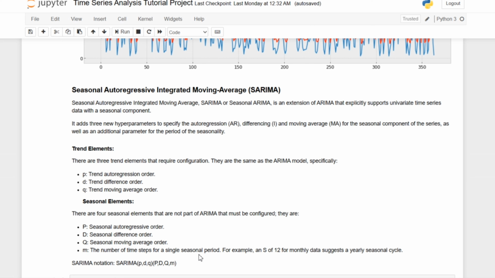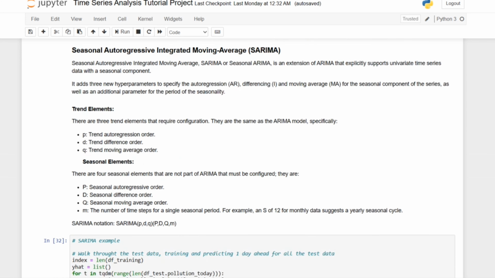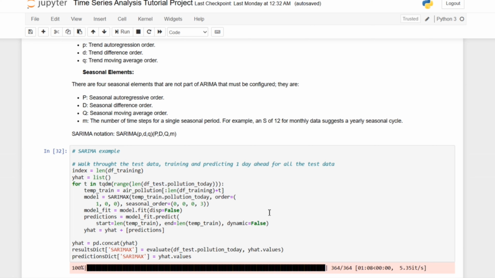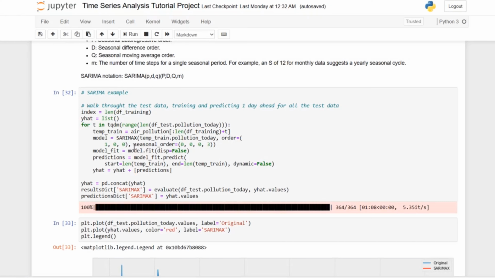Every year there is a cycle, right? Like for example, Christmas, every year you have Christmas. So that you have to represent. So the model remains the same. You are using the SARIMAX algorithm, and you represent the order 1 0 0 and seasonal order 0 0 3. After providing the order and seasonal order, we can go forward with fitting the model and collect the results like the result dictionary and prediction dictionary, guys.